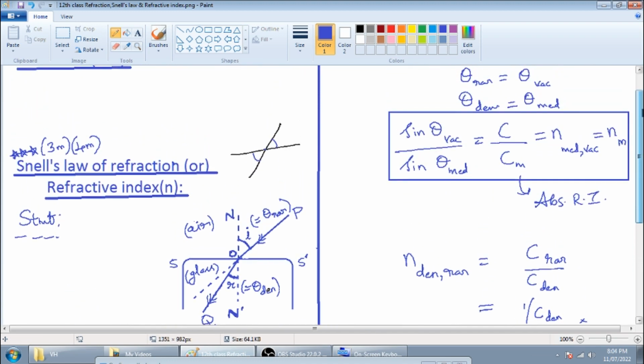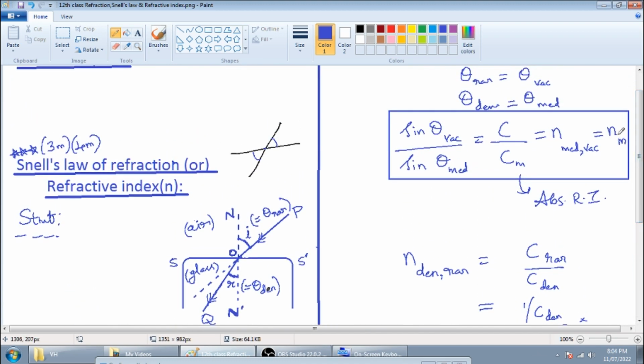Just try to remember, absolute refractive index of any medium, Nm. N is the symbol for refractive index here. Absolute refractive index of any medium M is what? Constant velocity of light in vacuum divided by velocity of light in the medium, any medium. So for example, N glass is what? C by C glass. N water is what? C by C water. And N kerosene is what? C divided by C kerosene.